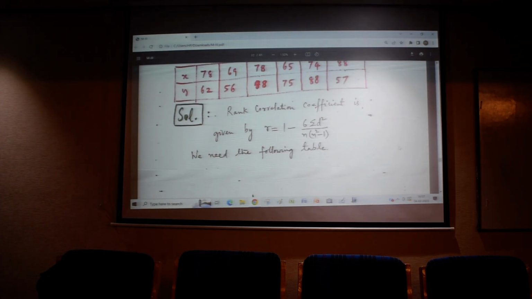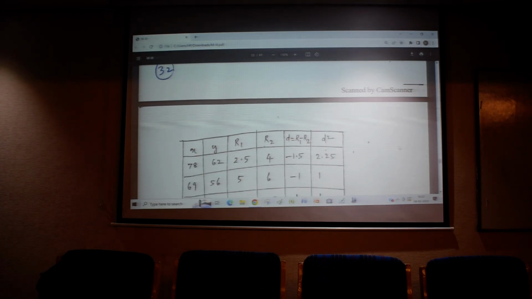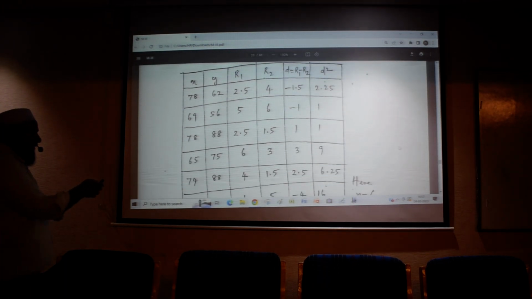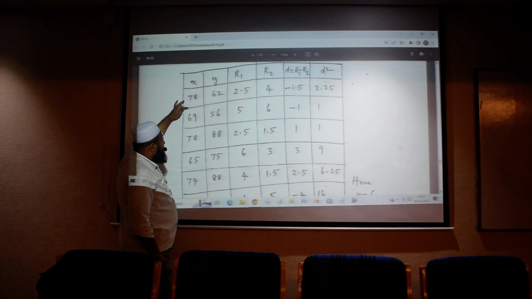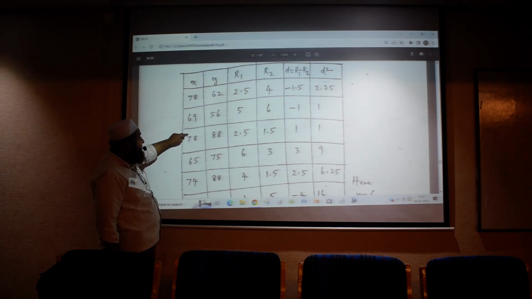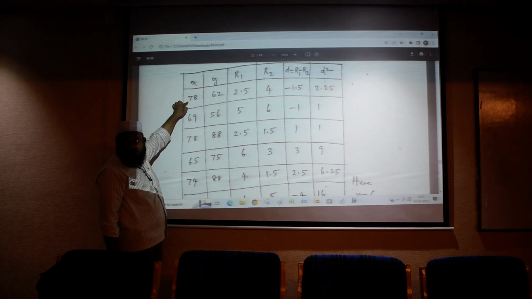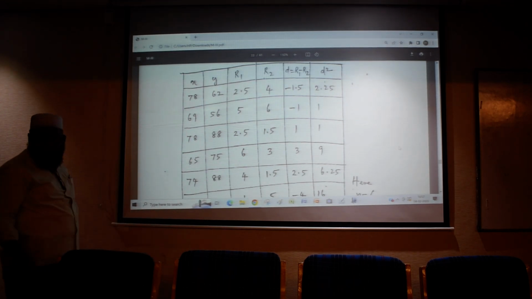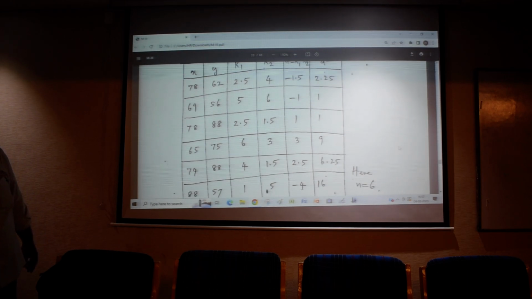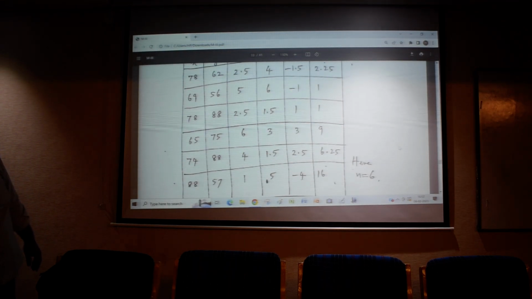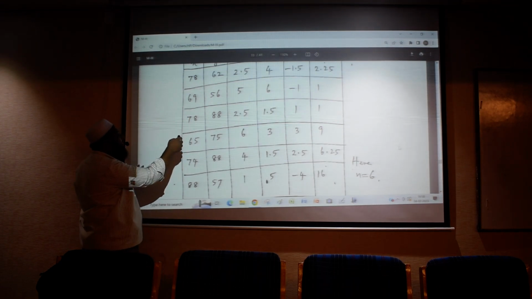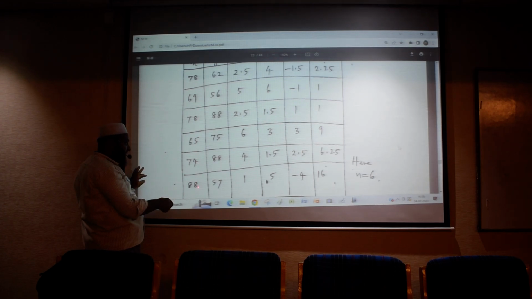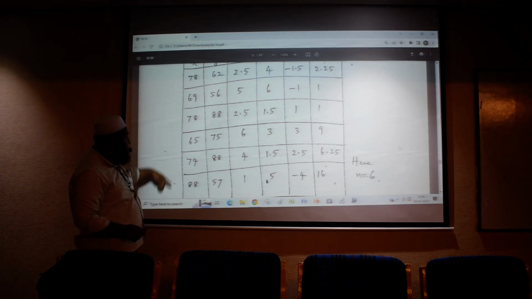We need the following table, with the values of X and Y, and then ranking. Which is the top value that gets the first rank? It is 88. The points start from here: 1, 2, 3, 4, 5, 6, that is n equal to 6. This is R1, the ranking for the first variable, and these are the Y values.